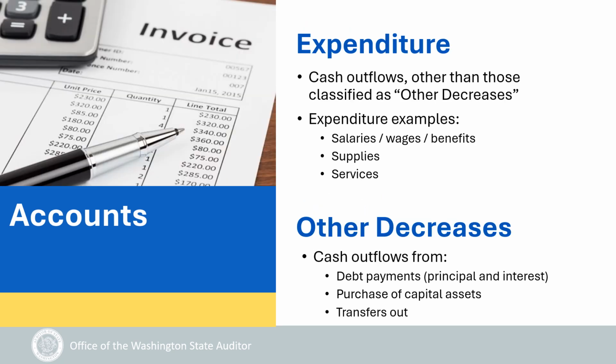On the other side, there are expenditures, which are the various uses of a government's cash, therefore an outflow of resources. Similar to other increases, there are specific activities defined as other decreases by the BARS manual. Expenditures are activities such as salaries and wages, benefits, supply purchases, and service expenditures. Other decreases consist of other uses, items such as debt payments, the purchase of capital assets, and transfers out of other funds of the government.